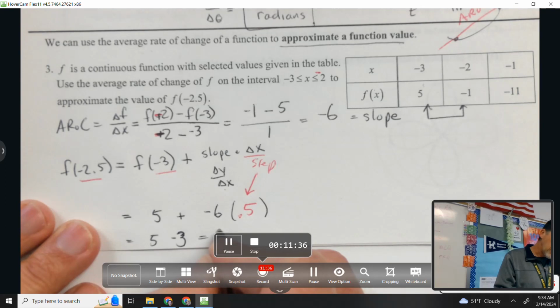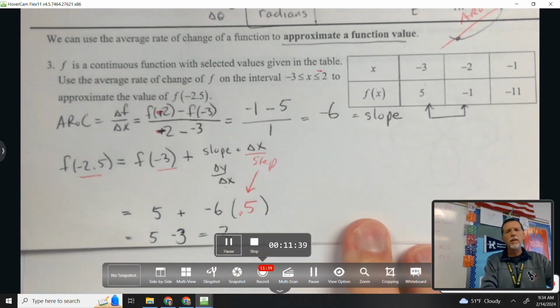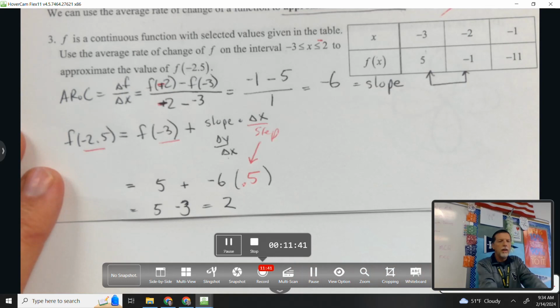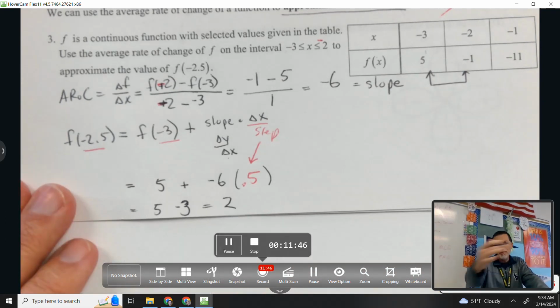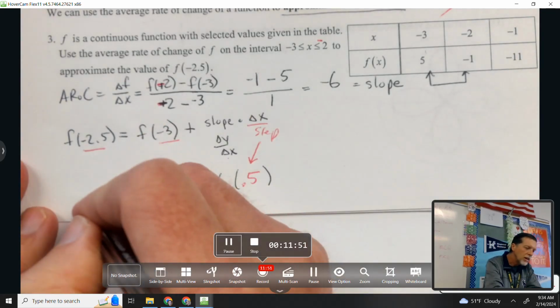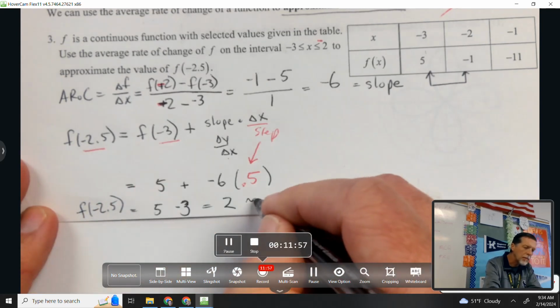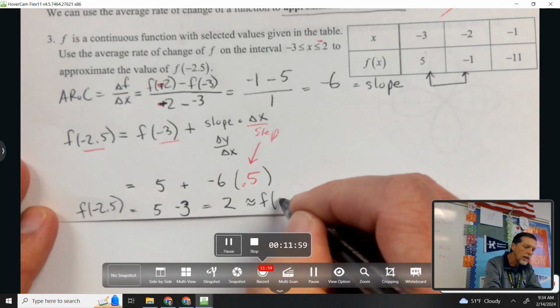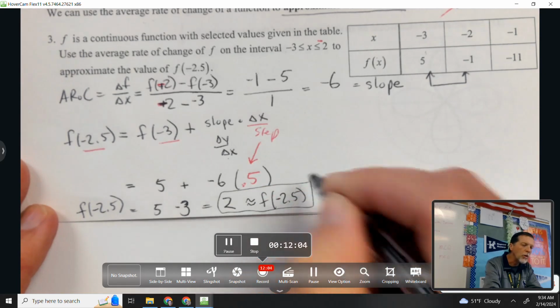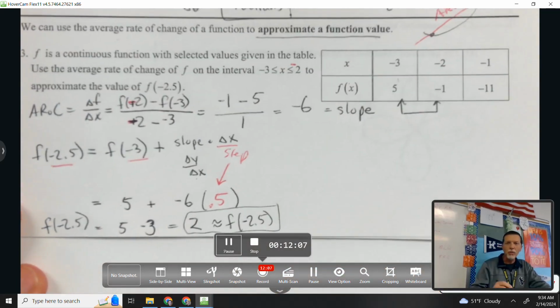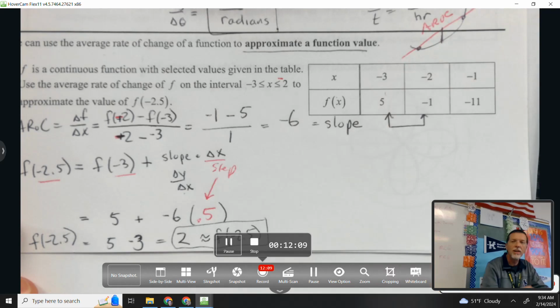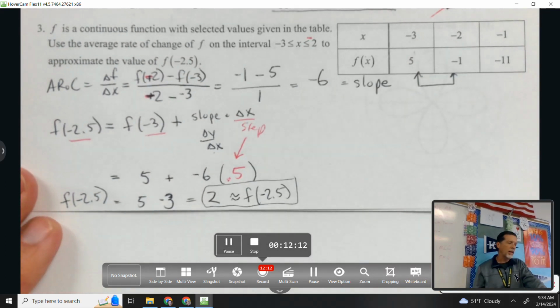So 5 minus 3 is 2. Normally I'm stepping down by 6, but that's if I went a full step over. If I go half a step over, I'm going to step down by 3. So I'm going to guess that f of negative 2.5 is approximately equal to 2. Because I don't know that it's a line that connects the two, I'm using the slope to approximate that.